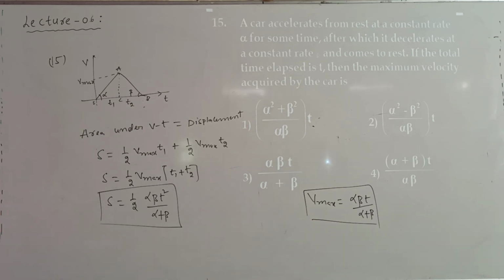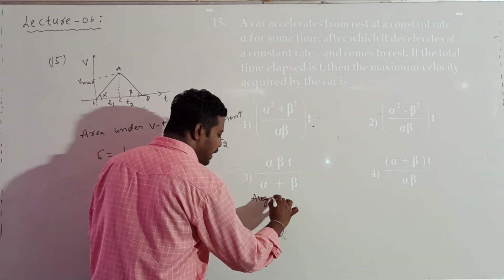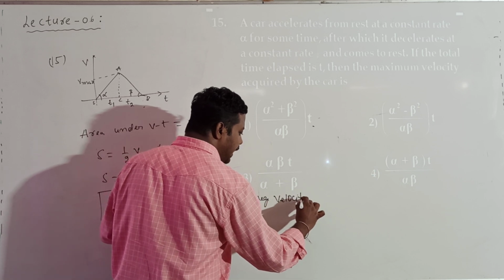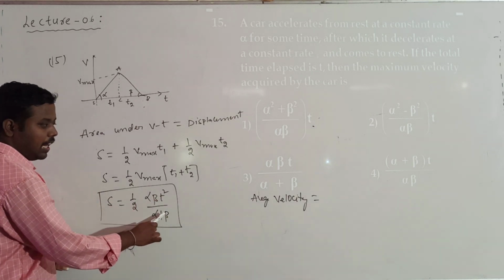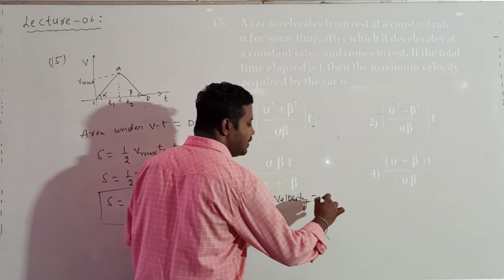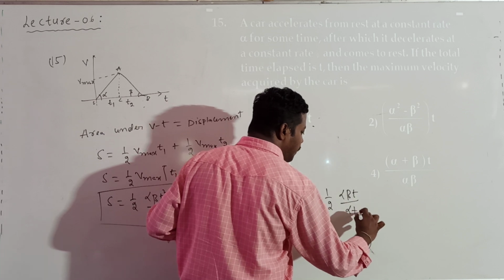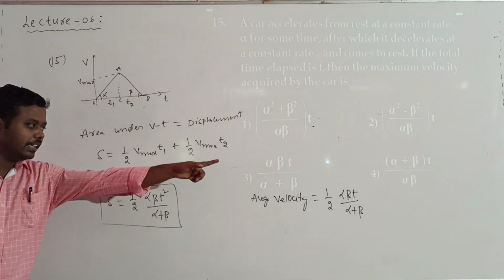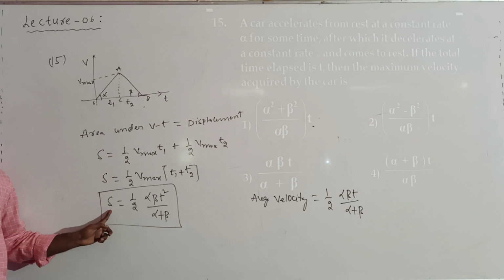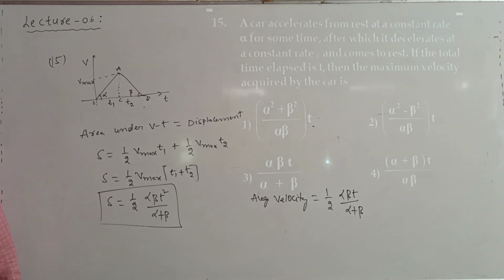Even in this question we can also calculate the average velocity. What is the formula for average velocity? Average velocity is the ratio of total displacement to total time period. The total displacement is 1 by 2 into alpha into beta into T square by alpha plus beta, divided by the time T. Then I get 1 by 2 into alpha into beta into T divided by alpha plus beta. This is the average velocity, because the total displacement is divided by the total time of journey T, so one T cancels.